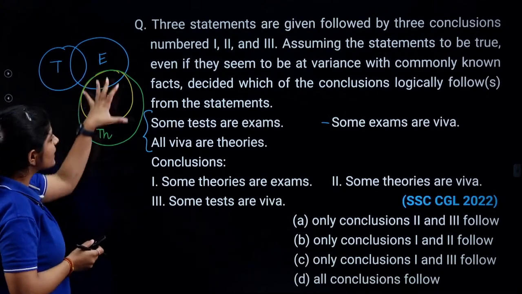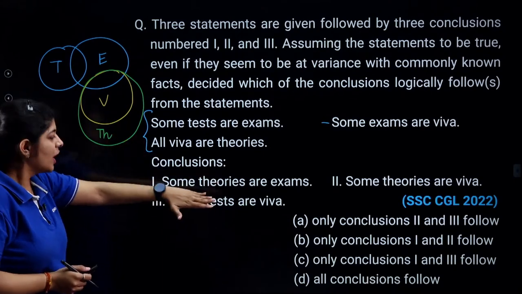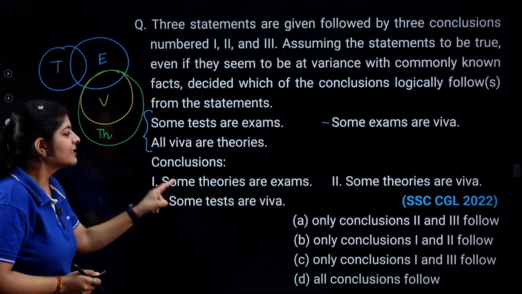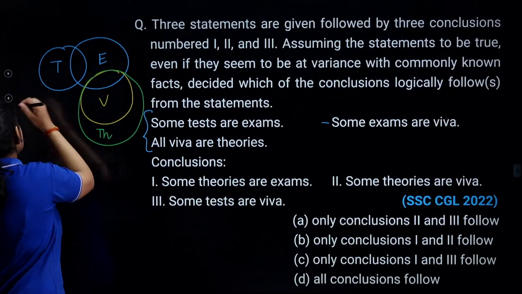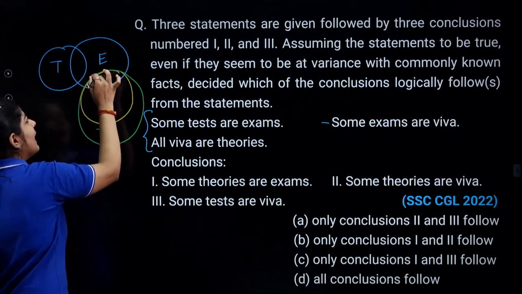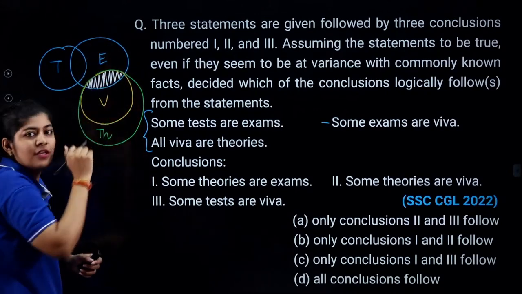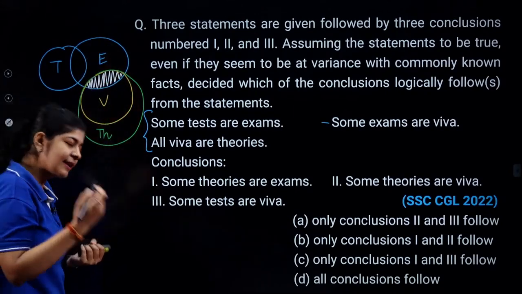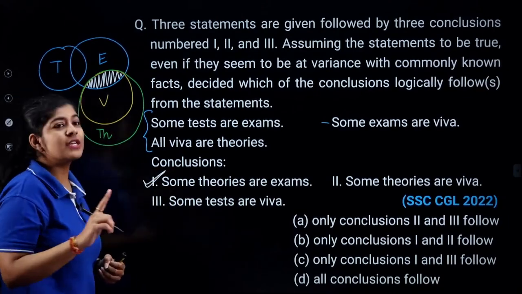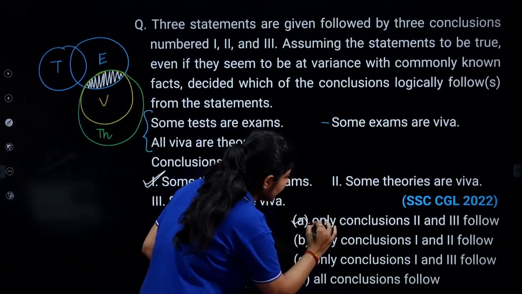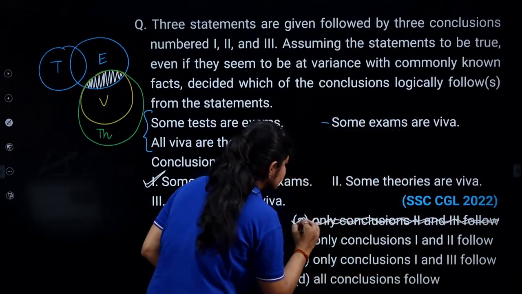Now on the basis of this basic diagram, I need to check my conclusions. The first conclusion says that some theories are exams. Can we see this common part? Yes, this common part belongs to both exams and theories. So we can say that conclusion number 1 is true. If conclusion number 1 is true, we can easily eliminate option number A, which says that only 2nd and 3rd follow.